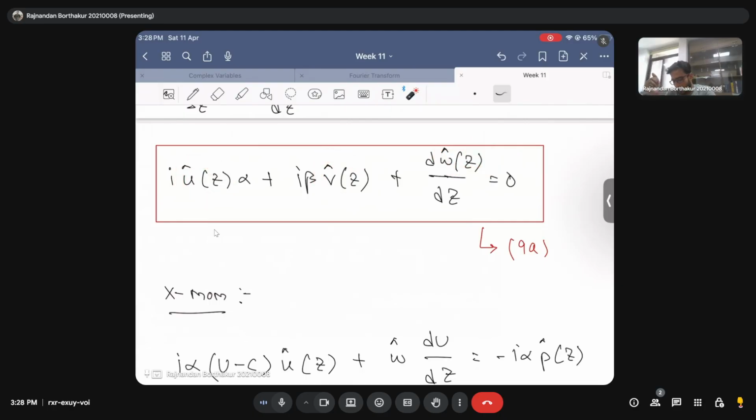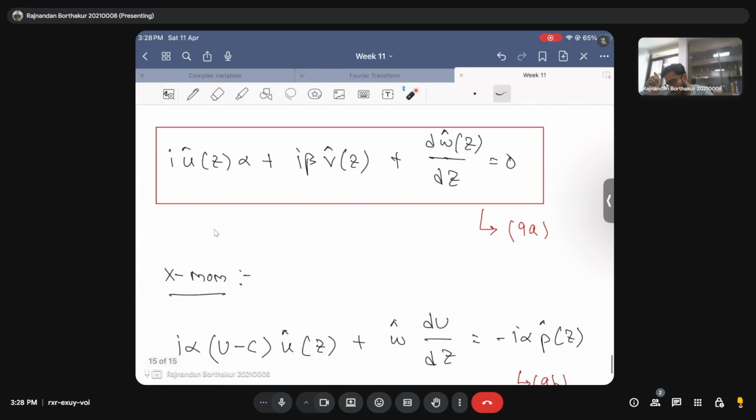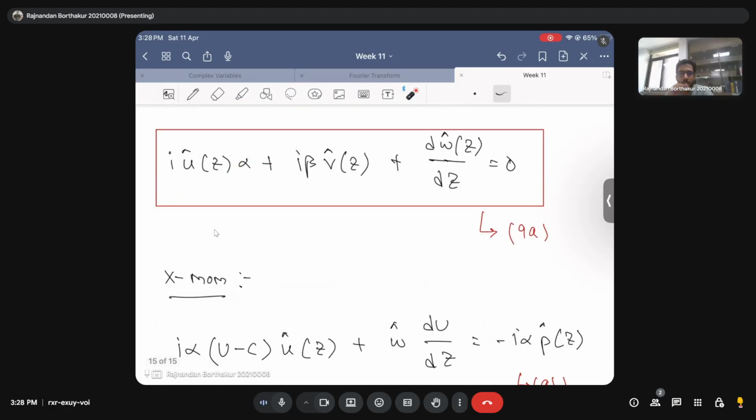So in principle, the unknowns are these u hat, v hat, and w hat, and also this alpha, the wave number, because we don't know it. This wave number is not known to us, right? We don't know the precise value of alpha. In addition to these hat quantities, v hat of z, u hat of z, the wave numbers alpha and beta are also unknown to us.